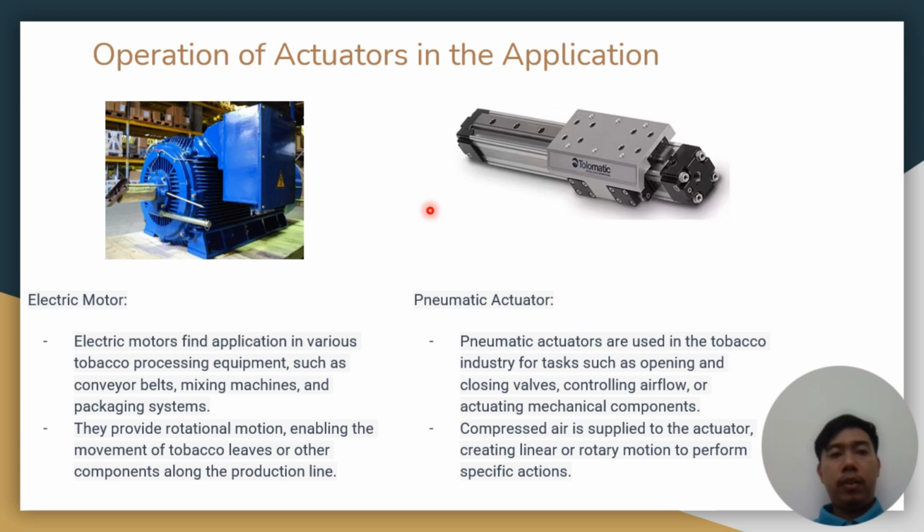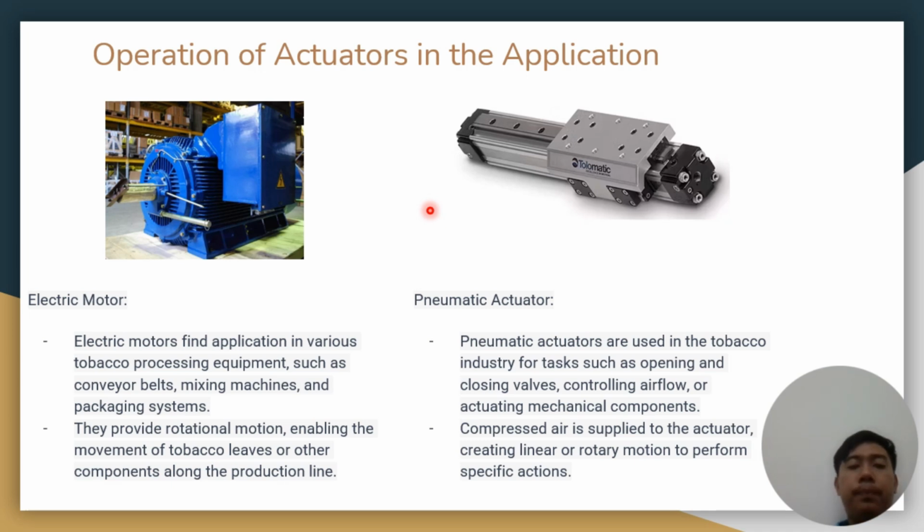So next is the operation of actuators in the application in the tobacco industry. First, electric motor. Electric motors are used in various tobacco processing equipment such as the conveyor belt, mixing machine, and the packaging system. They provide rotational motion, enabling the movement of tobacco leaf or other components along the production line. So electric motors offer precise control over the speed, direction, and torque, facilitating efficient processing operations.